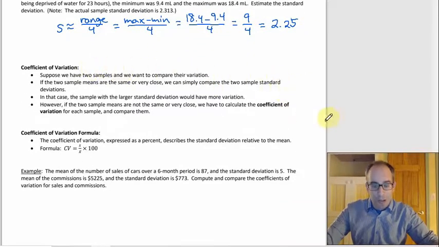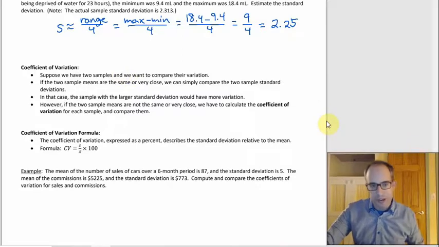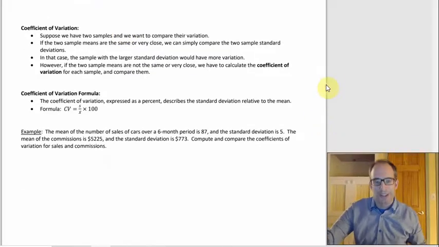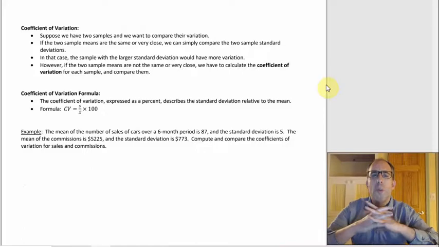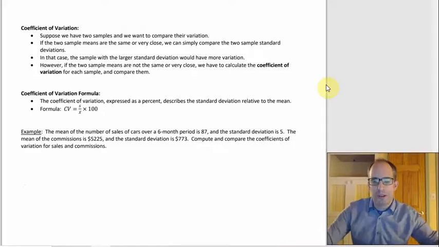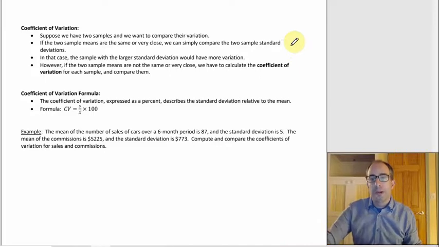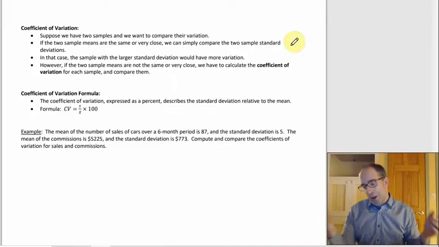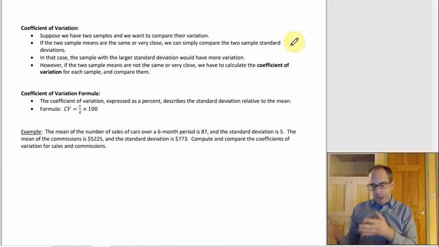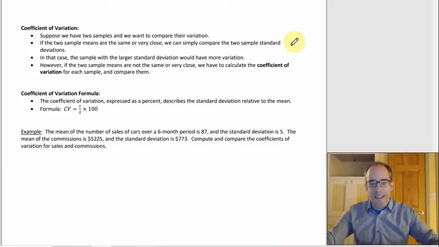Then the other thing that we can have here, the coefficient of variation. This is the very last thing in this section. So what if you have 2 samples and you want to compare variations? If the 2 sample means are the same or they're really close together, right on top of each other, then you could just look at the 2 sample standard deviations and go, oh, well, this one's bigger than this one. So the bigger one is coming from the more spread out data set. But what if that's not the case?